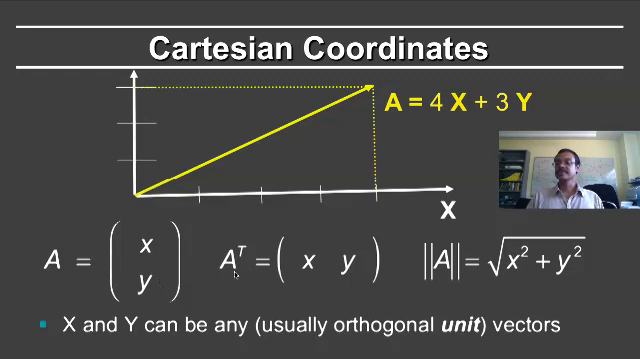It's also interesting sometimes to write the transpose of A, so I'm writing a vector as a column vector. The transpose is a row vector, x and y. And the norm of A is going to be the square root of x squared plus y squared, which in this case is the square root of 4 squared plus 3 squared, which will be equal to 5. That's just the Pythagorean relationship. It's important to note that x and y can be any unit vectors.